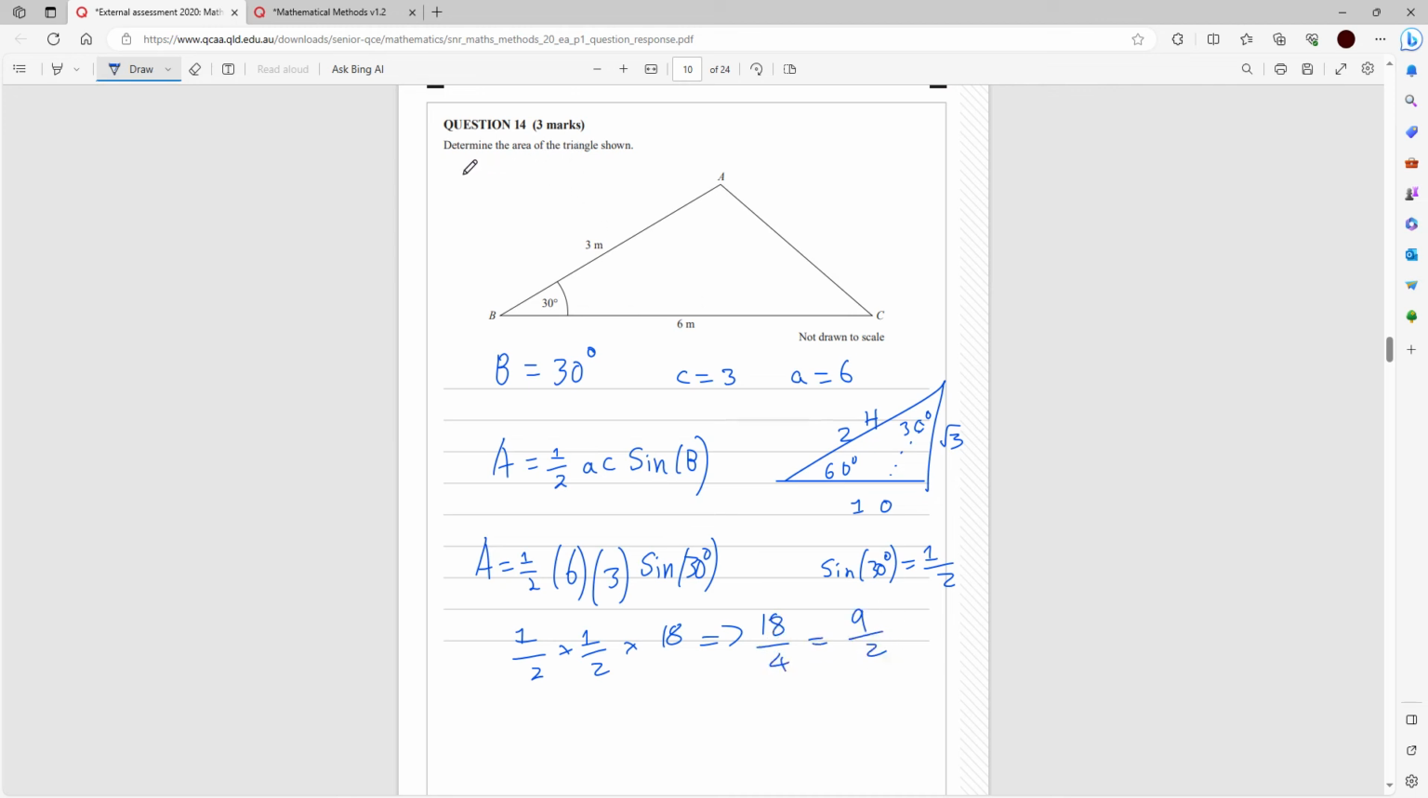Now they said area, so go units squared or whatever they said. Oh, it's meters, so you go 9 over 2 meters squared, okay? Because it's area. Righto, let's move on to the next question. If you have any questions about that one, leave some in the comments and I'll try my best to answer them.